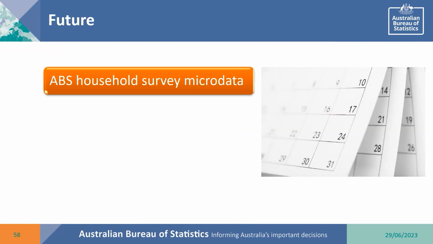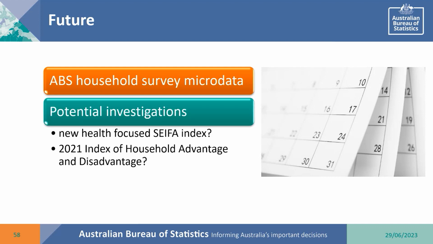In the future, SEIFA data will also make its way into other data sources. For example, the survey microdata files, as they get released, will include SEIFA variables. There's also some potential work we may do over the next few months to investigate if there is a need for a health-focused SEIFA index that would use those new health conditions questions collected on the 2021 census. And we're also potentially looking at whether there's a need for a 2021 version of the Index of Household Advantage and Disadvantage, which was published as an experimental product for 2016.